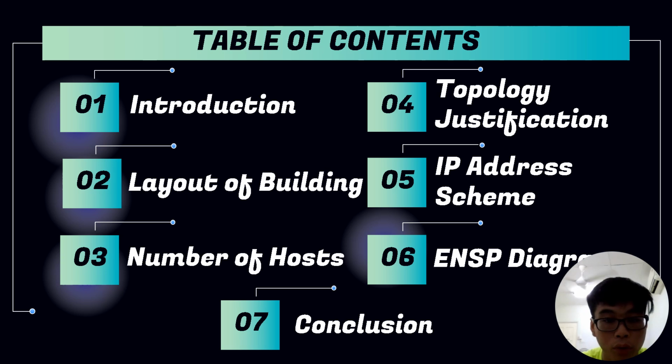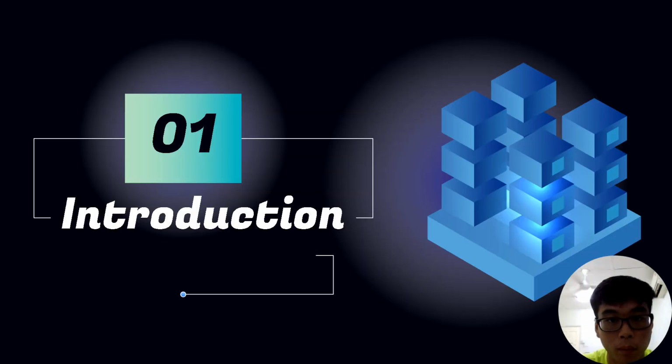This is our table of contents containing 7 sections, which are Introduction, Layout of Building, Number of Hosts, Topology Justification, IP Address Scheme, ENSP Diagram, and Conclusion.